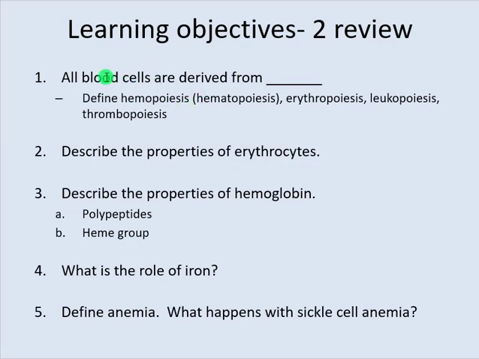Anyway, let's wrap it up. We talked about where blood cells come from, and we defined these different terms out there. We looked at general properties of a red blood cell. We looked at what hemoglobin looks like and why iron is important, as well as defining anemia and sickle cell anemia. And that will wrap it up for lecture number 2.